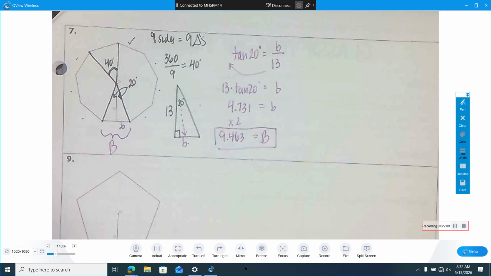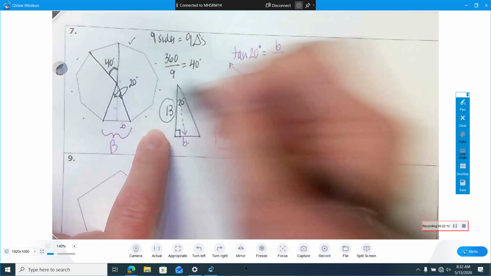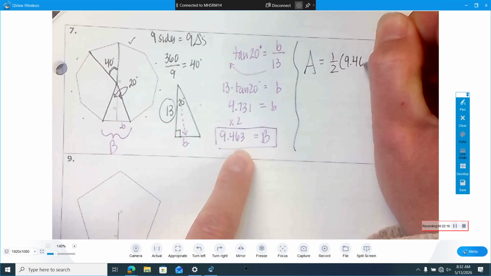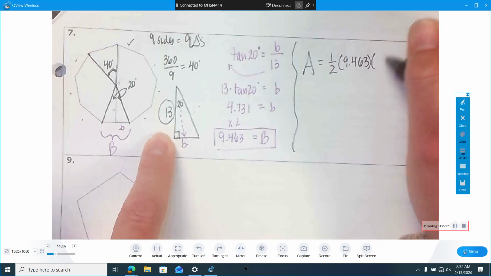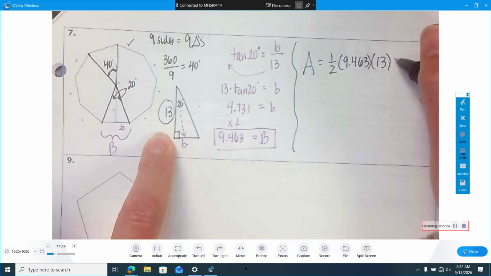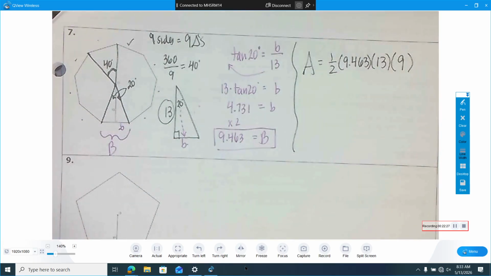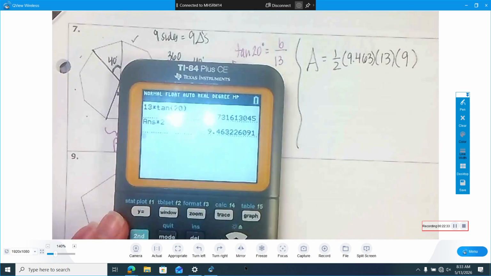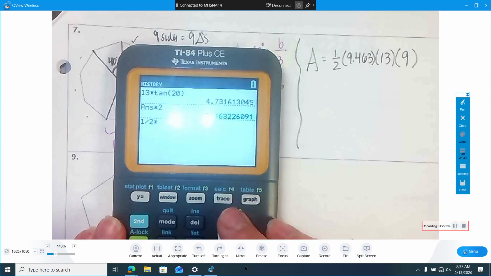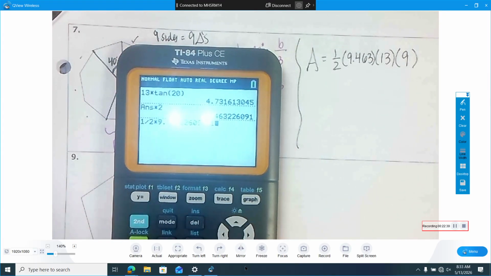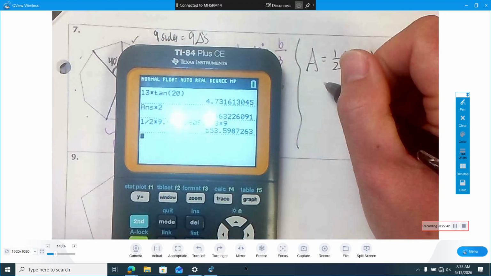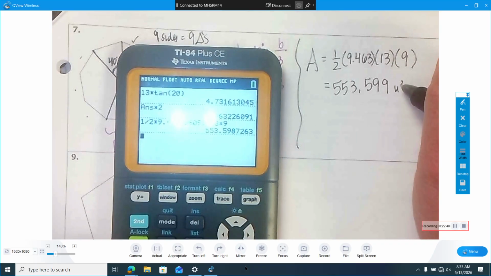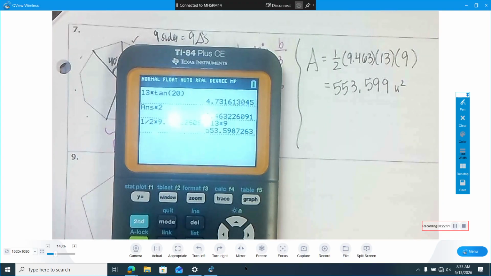So there's big base. Hey, I have my big base now. I have my base. I have my height. So I can find my area. So 1/2 big base, 9.463 big base. My height is 13. And then how many triangles? 9 triangles. So I like to do that. Doesn't that make it seem super easy now? 1/2 times my 9.463 times the 13 height times 9 triangles. 553.599, rounding that 8 to a 9 if it was round to the thousandth.